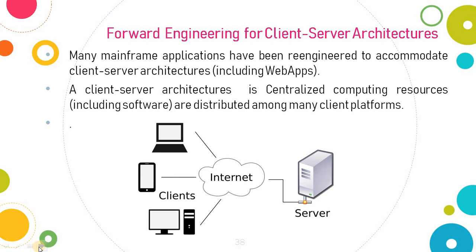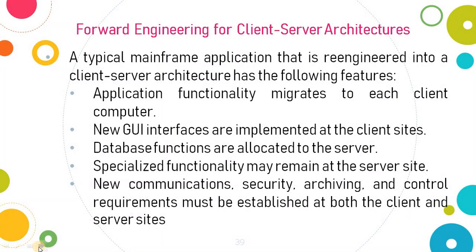For example, many mainframe applications have been re-engineered to accommodate client-server architecture, including web apps. Because previously there were only mainframe applications, now client-server applications are very common. So, how can forward engineering be applied to such an instance? That is explained diagrammatically here. In a client server application, we all know there are so many clients and a server application. There is a request response model. A typical mainframe application that is re-engineered into a client server application has the following features.